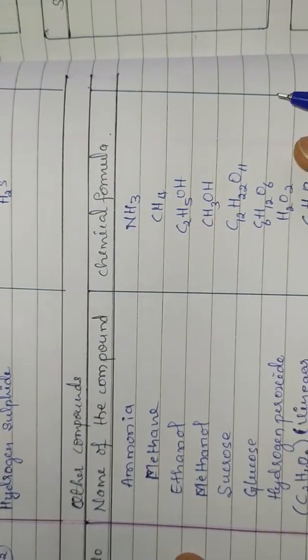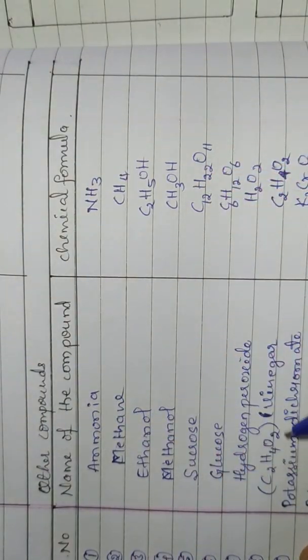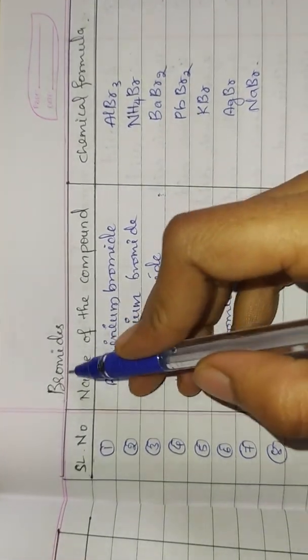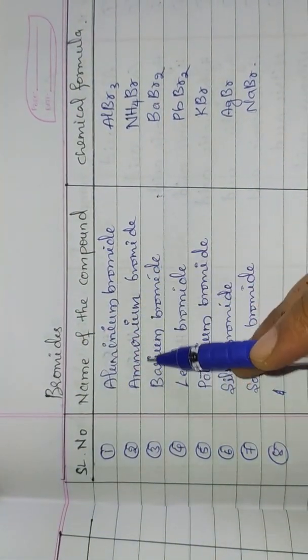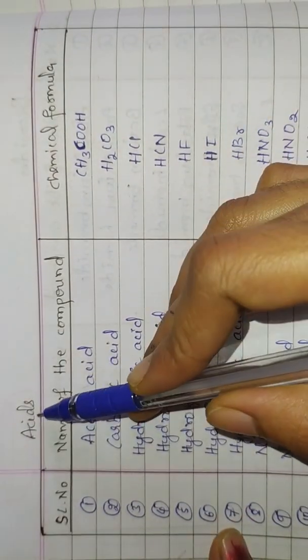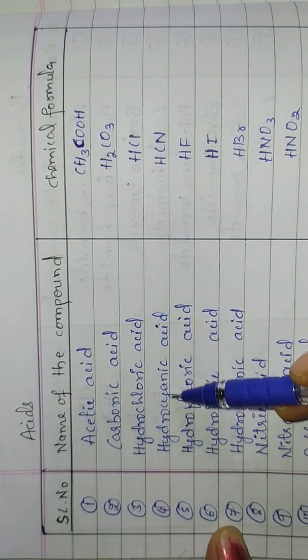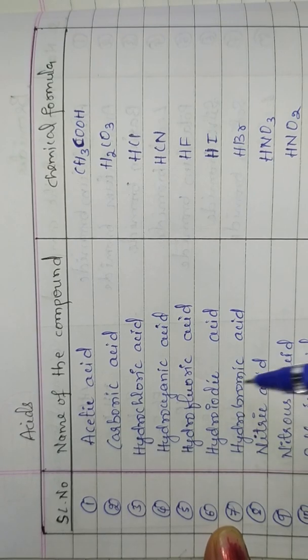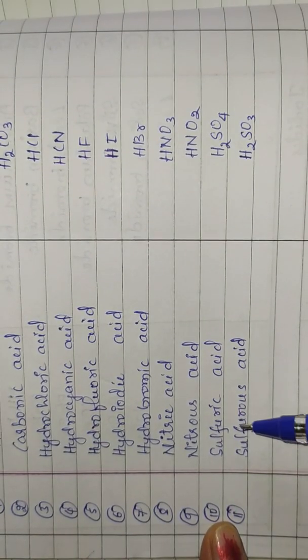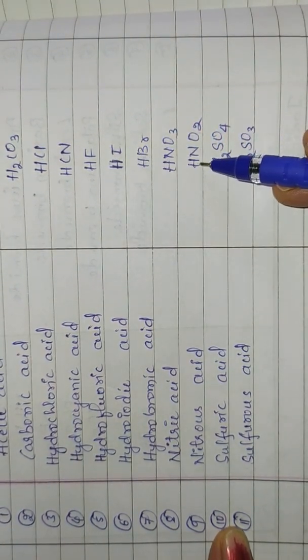You have categorized chemicals into different classes like this. See here, I have written bromides, bromide compounds: aluminum bromide, ammonium bromide, barium bromide. Here iodides, iodine compounds, and fluorides. Here I have written acids separately: acetic acid, carbonic acid, hydrochloric acid, hydrocyanic acid, hydrofluoric acid, hydroiodic acid, nitric acid, sulfuric acid, sulfurous acid. Also I have written the chemical formula here.